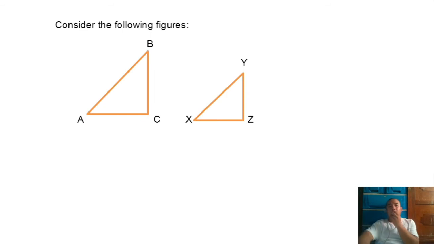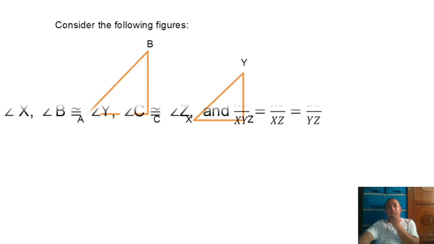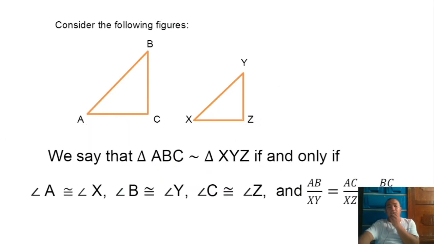Let's consider the following figures: triangle ABC, and the smaller triangle XYZ. We can say that triangle ABC is similar to triangle XYZ if and only if their corresponding angles are equal. So angle A must be congruent to angle X, angle B congruent to angle Y, angle C congruent to angle Z. In addition to that, the corresponding sides must be proportional. So AB over XY is equal to AC over XZ equals BC over YZ.